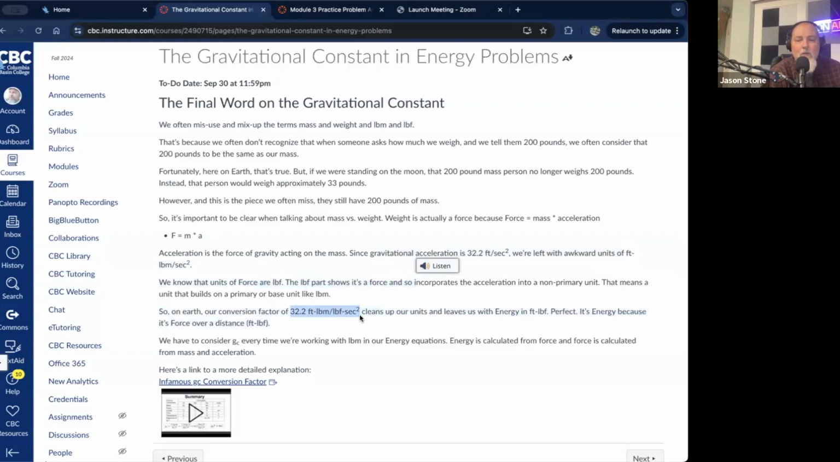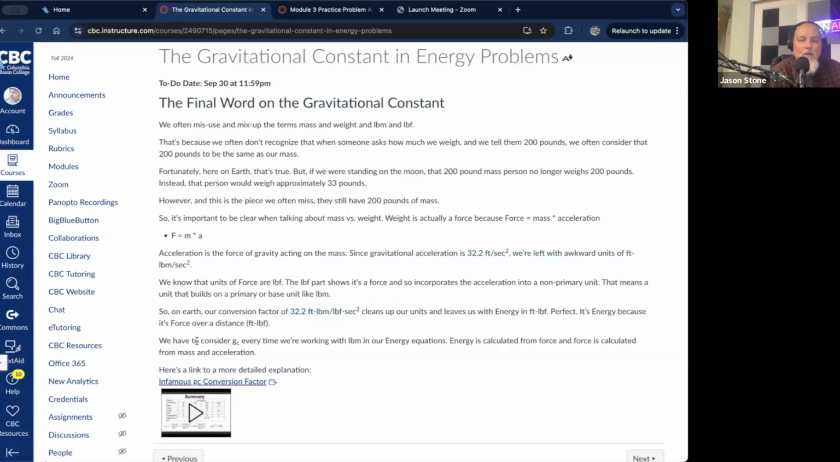If I take the mass times the height times the gravitational acceleration, then what units am I left with? What do I need to clean up? Well, they have to have foot pounds mass per pound force second squared. And that gives us our force over a distance in foot pounds force.